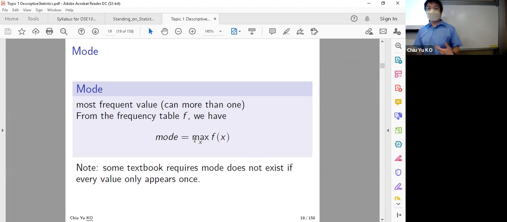And it can be more than one. The only drawback of mode is that we want to use a single number, but sometimes it can be more than one number. So it depends on how you define this. In some textbooks, when every observation only appears once, they say the mode doesn't exist. Suppose the data is 1, 2, 3, every data point only appears once, so there's no mode in those texts. But we would use the convention that if each appears once, you still take all of them.